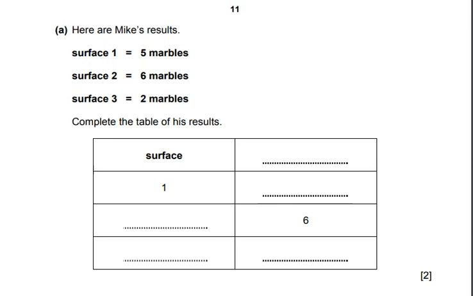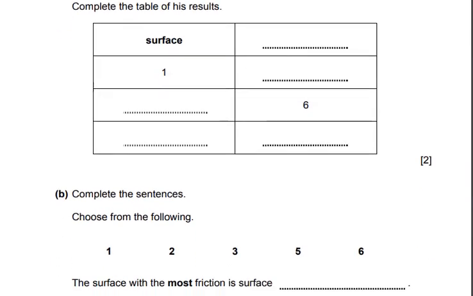So here, one side of the table, we write down the number of the surfaces. Surface 1, surface 2, surface 3. And the other side, for the title of the column, you write down number of marbles, or you can just write down marbles. So surface 1, 5 marbles. Surface 2, already done, 6 marbles. And surface 3, 2 marbles. So you just write down 2.